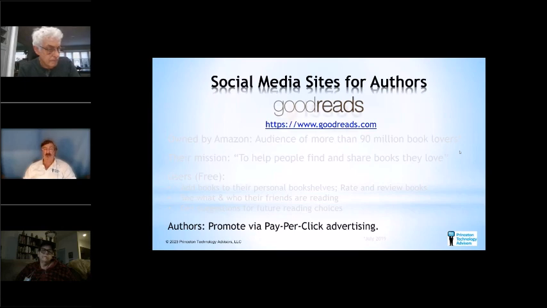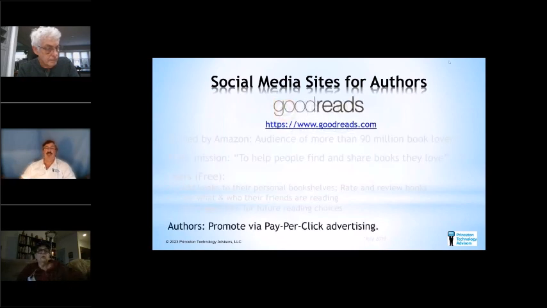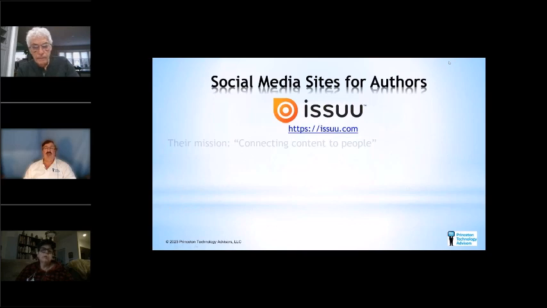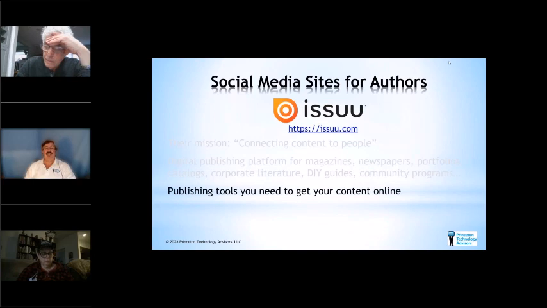So Goodreads, another good place to be. And again, these are live links, the Goodreads at the top, the Issuu right here. They're connecting content to people. That's what they call their mission statement. And again, it's a publishing platform for all different manner of writing: magazines, newspapers, portfolios. They also have DIY guides, and corporate literature sometimes goes there as well. It's a means of publishing that type of information, so there are a lot of different categories of information there.